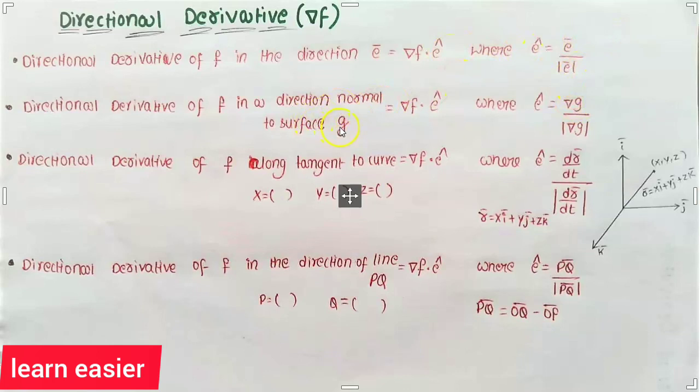Here, for the direction normal to the surface g, because it is the normal vector of g, we have to take del g by mod del g. Here the tangent to the curve is there, so we have to take the tangent vector, that is dr bar by dt. Here we have the line PQ, so we have to take the line vector, that is PQ bar. So PQ bar is OQ bar minus OP bar. So in this way we have to remember all these things to do the problems. In the next video we will solve problems based on this concept.